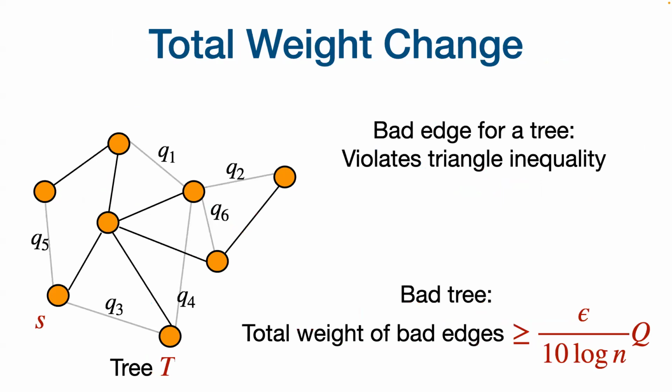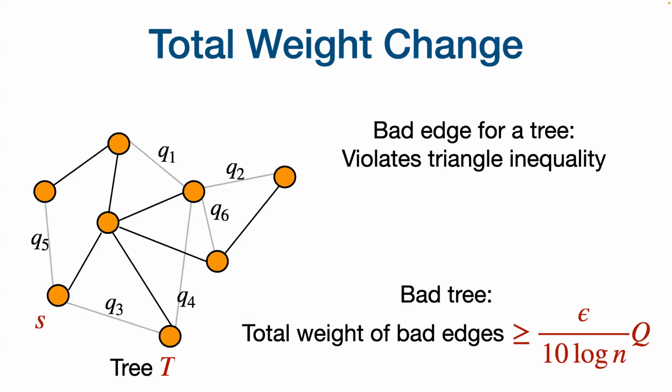Okay. So let's be a little bit more concrete. Let's look at some specific tree. Let me just define these things first. A bad edge for a tree would be just something that violates this triangle inequality. Meaning something that you would have updated if this tree ended up as your shortest path tree. So this edge would have made your tree better. That's it. And a bad tree would be something where the weight of these bad edges is super large, as in it's an epsilon over log n fraction of the total weight you started out with.